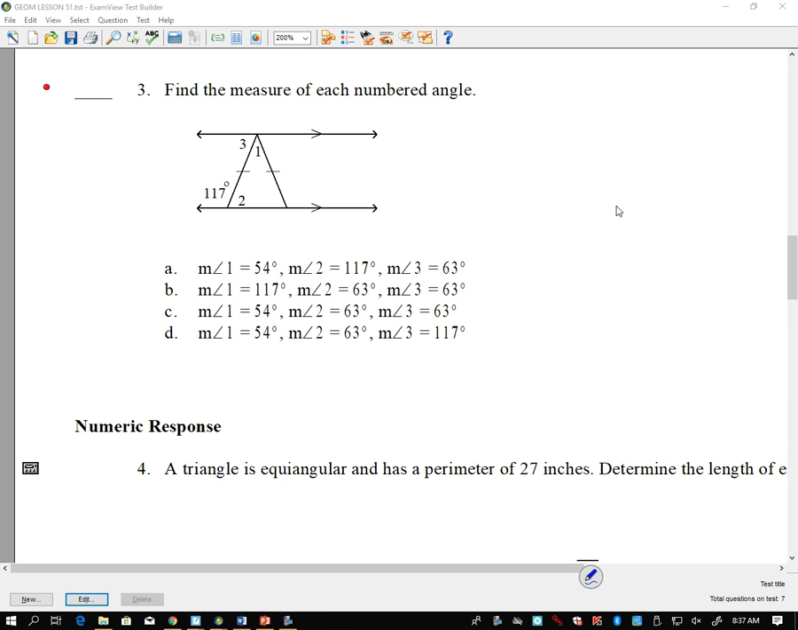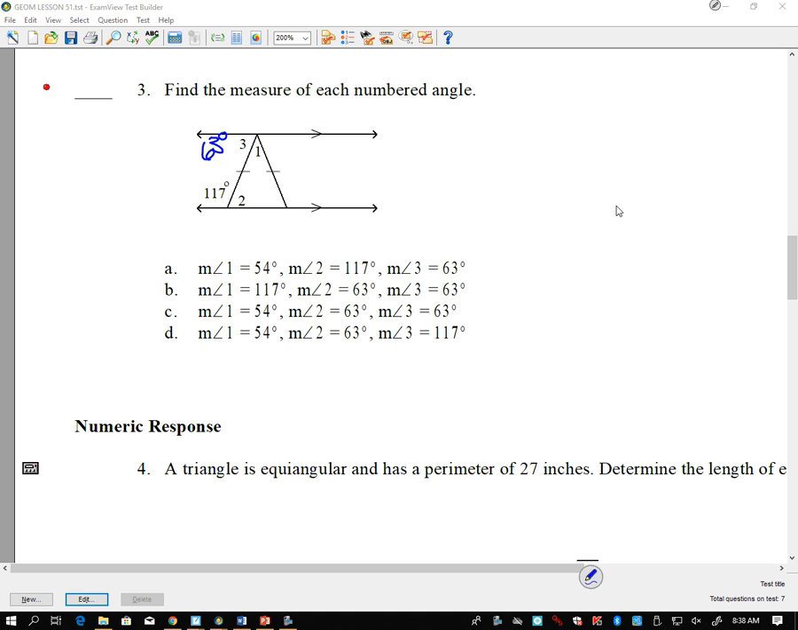If I have two parallel lines cut by a transversal, same side interior angles, absolutely. What do we know about same side interior angles? They are supplementary, which means they add up to 180. So if I wanted to know what angle 3 is, what do I do? 180 minus 117. What's 180 minus 117? 63 degrees.